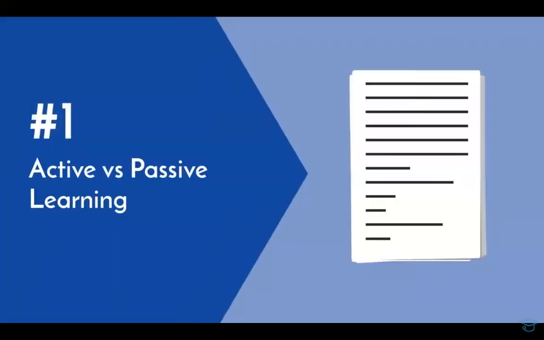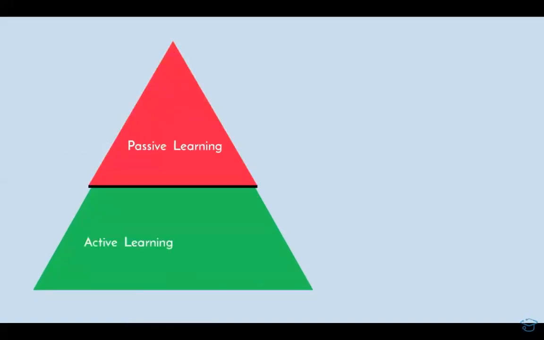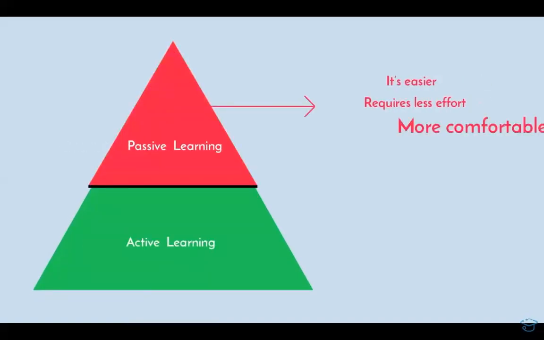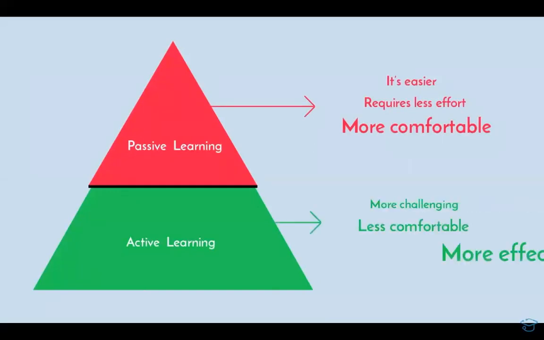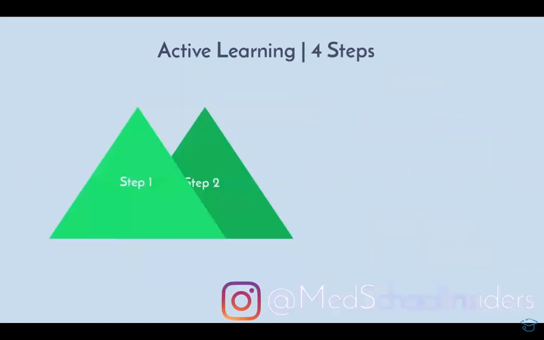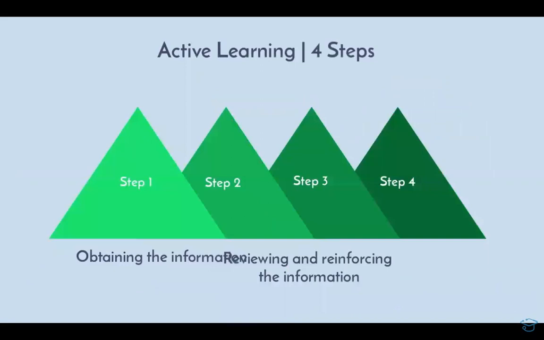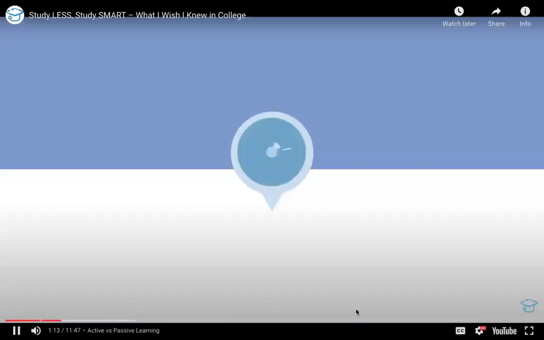First, active versus passive learning. The default studying pattern we all employ is passive learning. It's easier, requires less effort, and overall, it's just more comfortable. Active learning is more challenging, it's less comfortable, but it's much more effective. There are four steps we must address to actually use active learning. Steps 1 and 2 are about obtaining the information, and steps 3 and 4 are about reviewing and reinforcing the information.